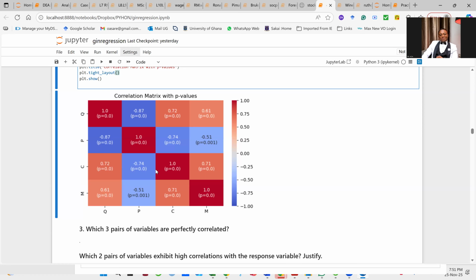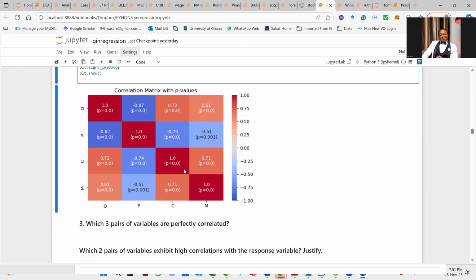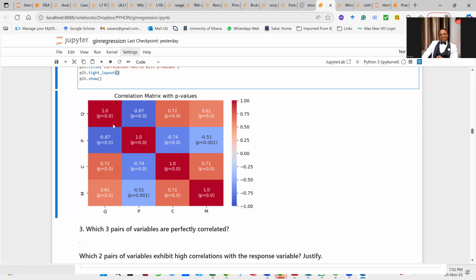Question number 1, which 3 pairs of variables are perfectly correlated? The first one is Q and Q. The coefficient is 1. So if you match Q against Q, they are perfectly correlated. Which other pair? P and P. Which other pair? M and M. All of them have a correlation coefficient of 1. So a perfect correlation is the one with a correlation coefficient of 1.